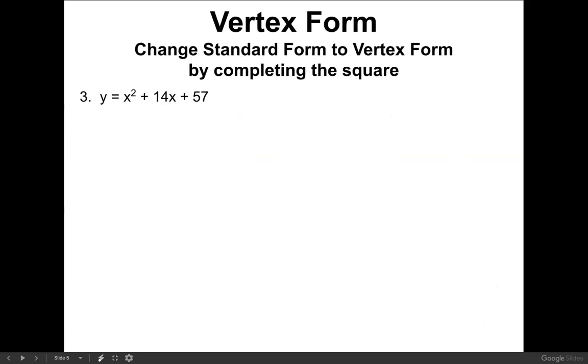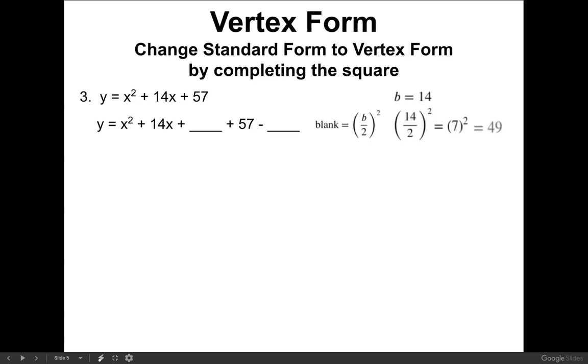Let's look at example number 3. Feel free to pause the video and try this one on your own. So we're going to need to do plus a blank minus a blank. In that blank, we want to take half of the b and square it to fill in those numbers. So b is 14. Half of 14 is 7, and 7 squared is 49. That is the number that goes in the plus and minus blank.